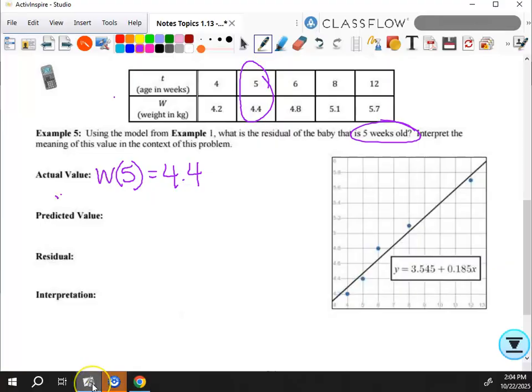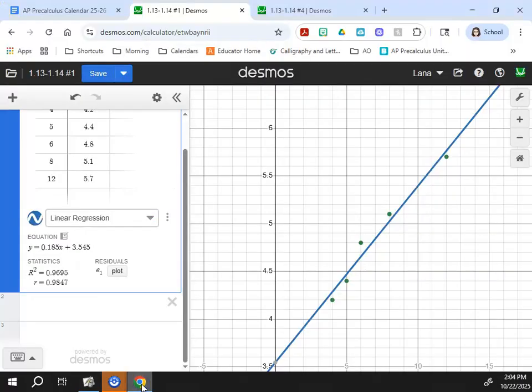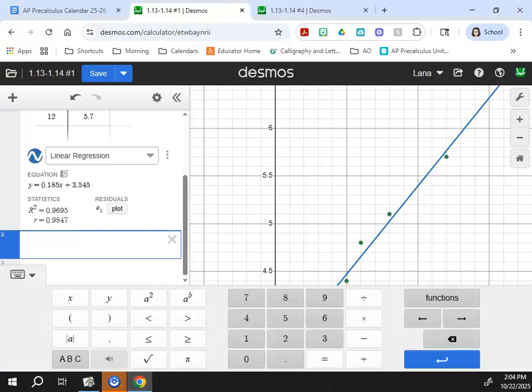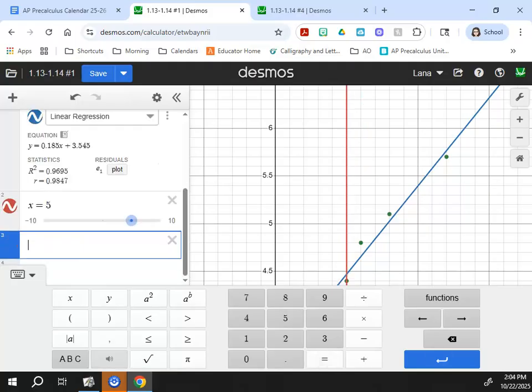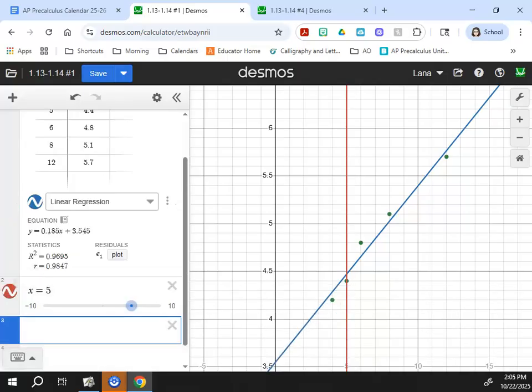And then we want the predicted value. That's going to come from Desmos. So I'm looking for W of 5 hat. Right? That's one reason somebody asked me earlier why we need the hat. Well, we have to distinguish between the actual and the predicted. So is 5 your X or your Y? X. 5 is the input, it's X. So after you get your linear here, we're going to type in X equals 5 and get that line. Okay.